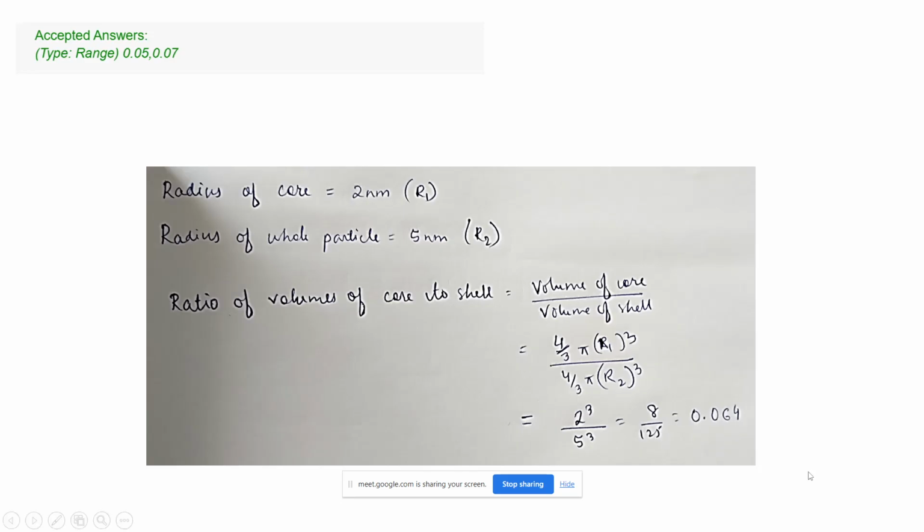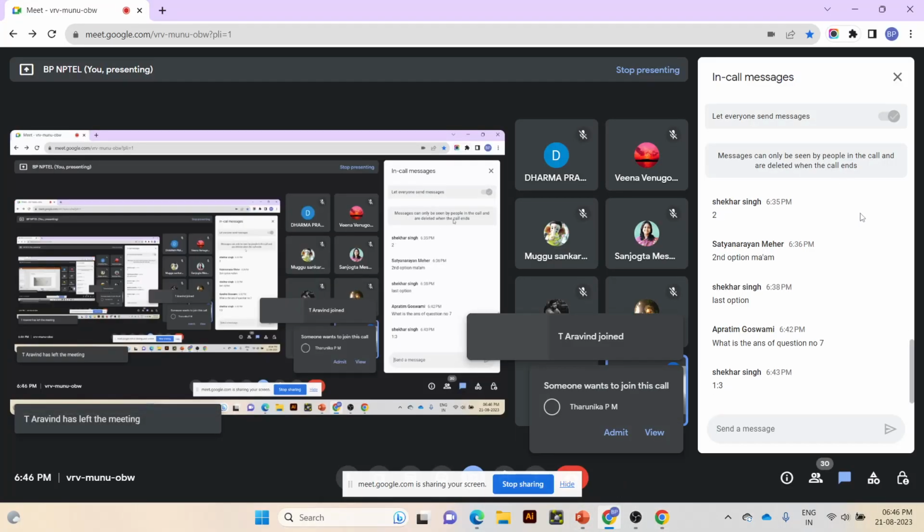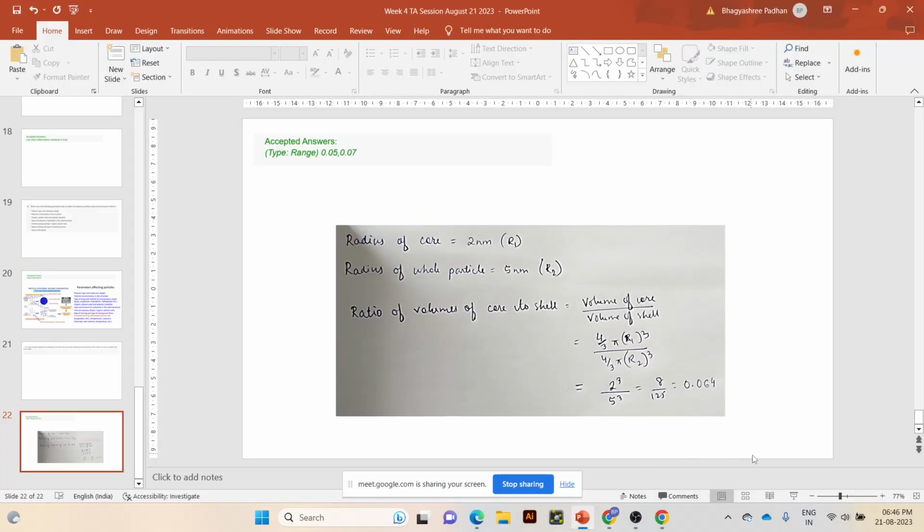Yes, now what was your doubt again? My doubt is regarding the ratio, ma'am. So I think giving the answer in ratio, ma'am, 6.4, I think. That is percentage. If you multiply by 100, that will be a percentage. Ratio is basically division of the volume of core to volume of shell. Okay. Sure, ma'am. Thank you.